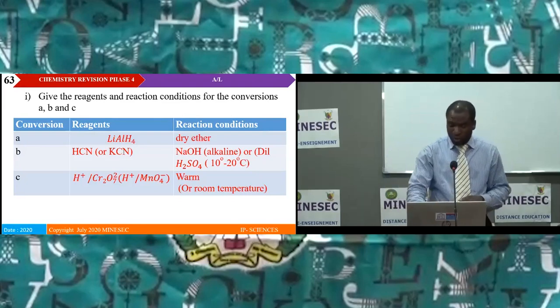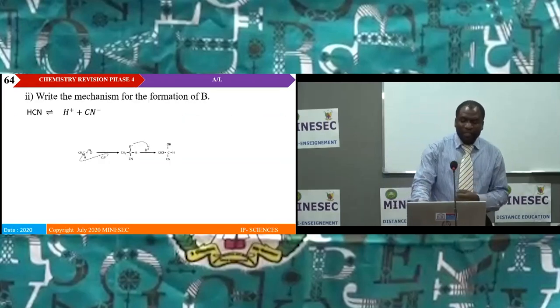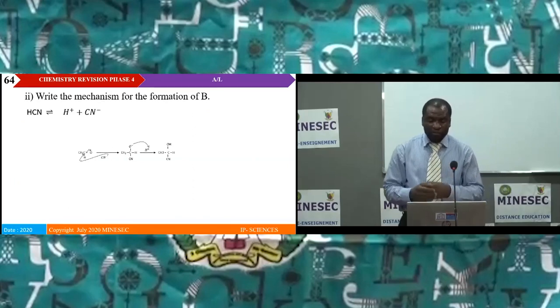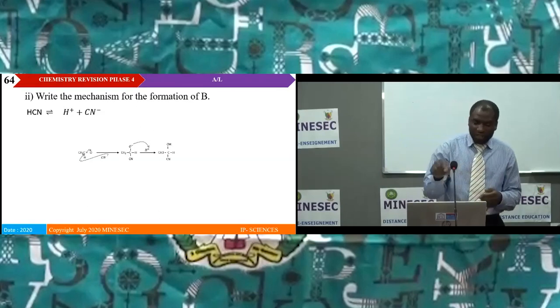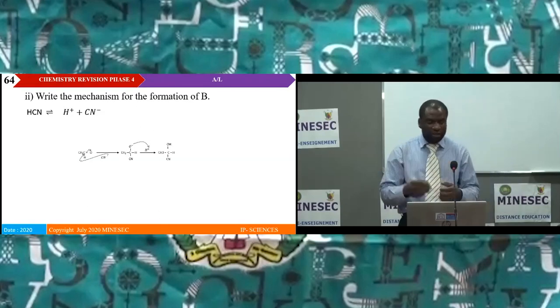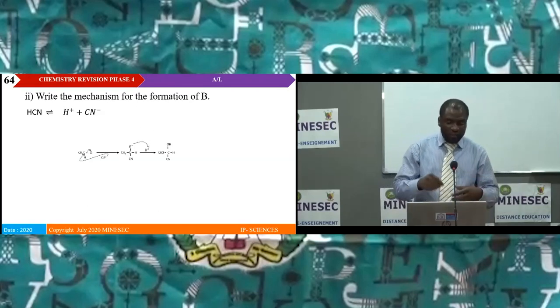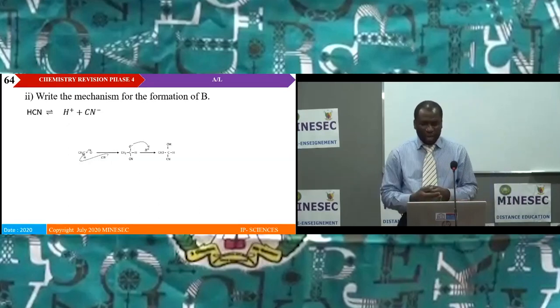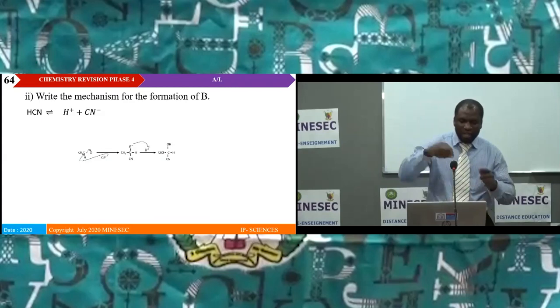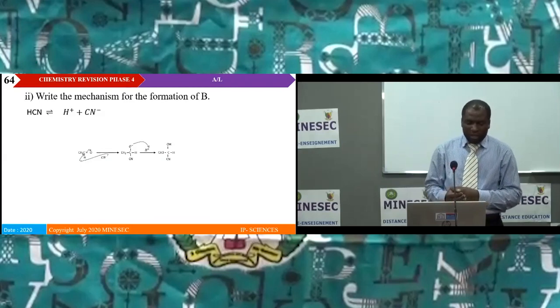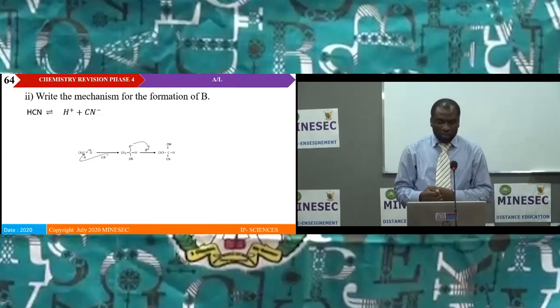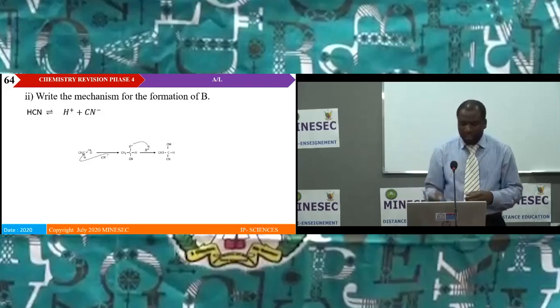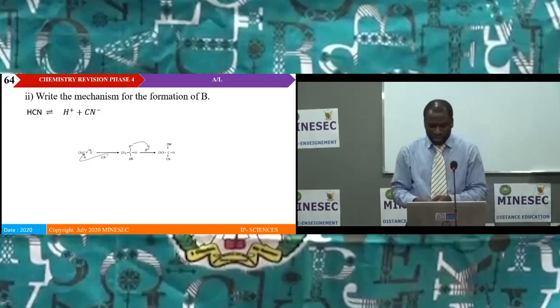Or we use acidified potassium permanganate. Condition, room temperature. Write the mechanism for the formation of B. So we generate our nucleophile, as nucleophilic addition. Our nucleophile comes from HCN, we have H plus and CN minus. CN minus attacks the carbonyl carbon, which is deficient in electrons, and the pi bond opens up. So O minus then picks up the proton to form the cyanohydrin.